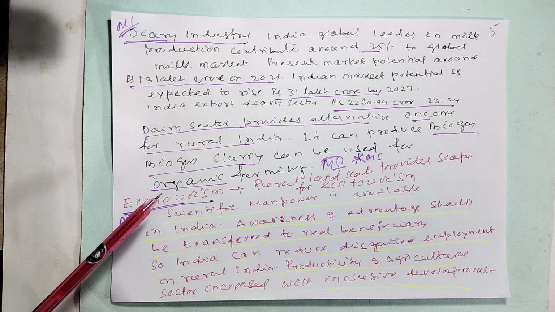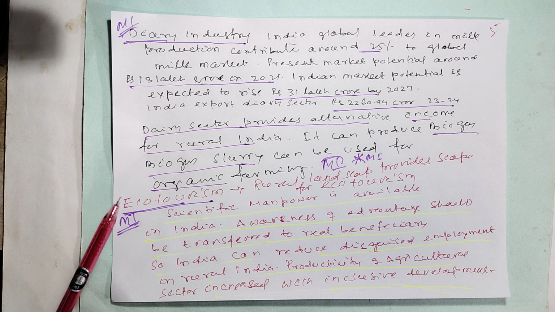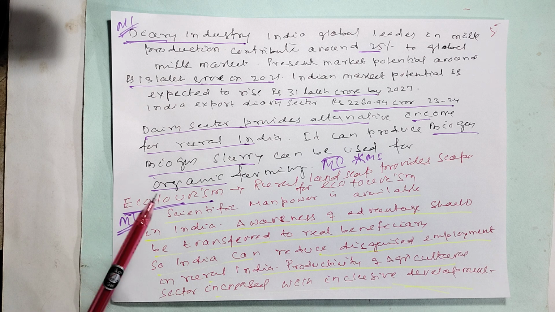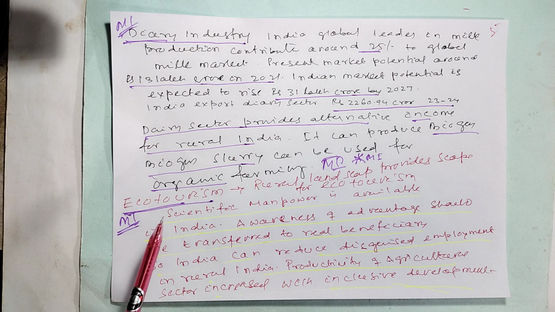Then come to ecotourism. This is the most important part. Rural India also has the capacity for ecotourism. This is the case where India's GDP per capita can be increased and unemployment can be reduced. Scientific manpower is available. Awareness of advantages should be transferred to the real beneficiaries in India, which can reduce the disguised employment in rural India. Increasing agricultural productivity simultaneously covers inclusive development.